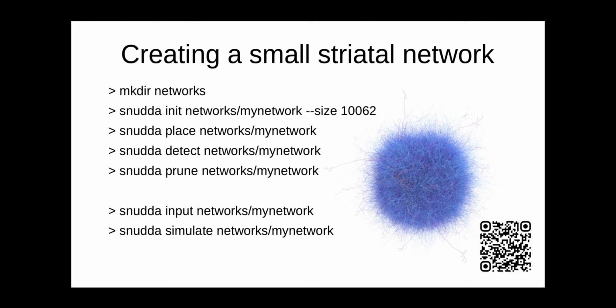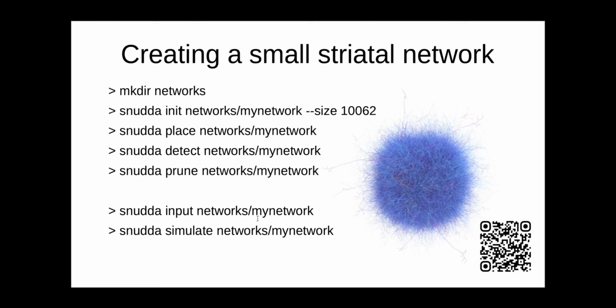There are two ways you can do it. You can do it through the command line, and this shows you the commands you will need to generate such a structure. The first step is to create a config file, which you do with Snudda init, and here you specify the size. In this example we picked 10,062 neurons to match the density, and then you place them. After that you want to do the touch detection, and this step can take quite a bit of time, especially if you run it in serial, so you probably want to parallelize it. And this is the pruning step, which then reduces the number of putative synapses to match experimental data. And then finally, if you want to run a simulation, you want to generate the input and then simulate.